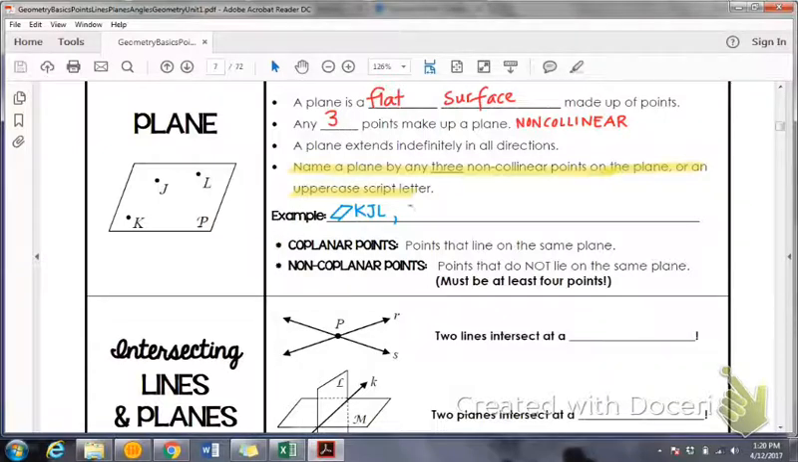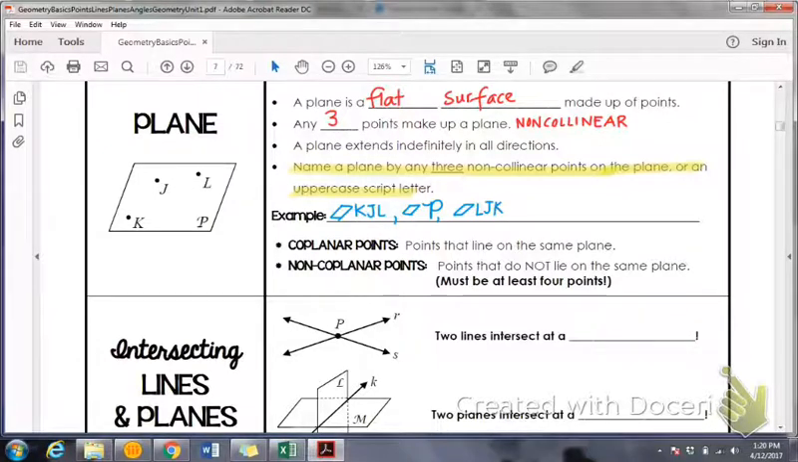What's another way I could name this plane? Does it have to be KJL? What might be another example? Maybe plane P. Just plane P. That would work. And we try to make it kind of fancy, if you can. Just put your little curl in there. Okay, what else might I name this? LJK, perfect. Plane LJK. Any order of the 3 points, it doesn't matter. Okay? Questions about that?